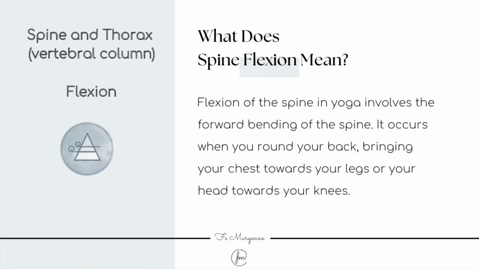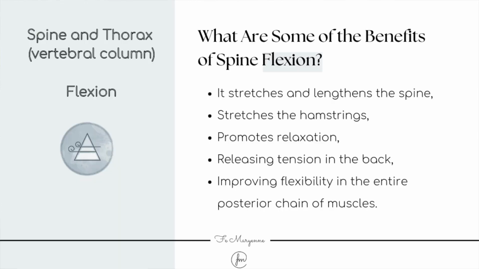Flexion of the spine in yoga involves the forward bending of the spine. It occurs when you round your back, bringing your chest toward your legs or your head toward your knees. What are some of the benefits of spine flexion? It stretches and lengthens the spine, it stretches the hamstrings and promotes relaxation. Practicing spinal flexion can also help in releasing tension in the back and improving flexibility in the entire posterior chain of muscles.